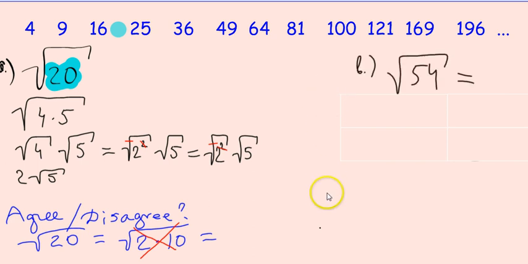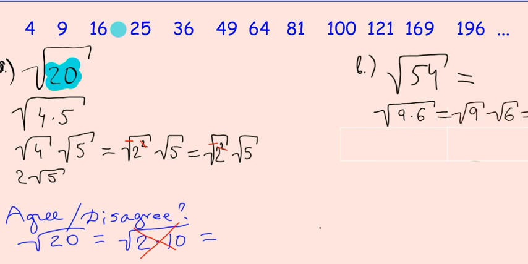I'd invite you to simplify square root of 54 on your own. You may pause the video. Square root of 54 means that you will be working with 54 radicand, which belongs somewhere around here. So you would divide 54 by 49, 36, 25, 16, 9, until you find the divisor that gives you a round number. So 9 and 6 would be exactly a pair that you're looking for.